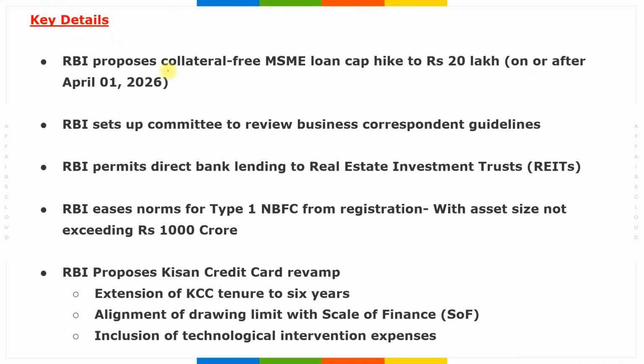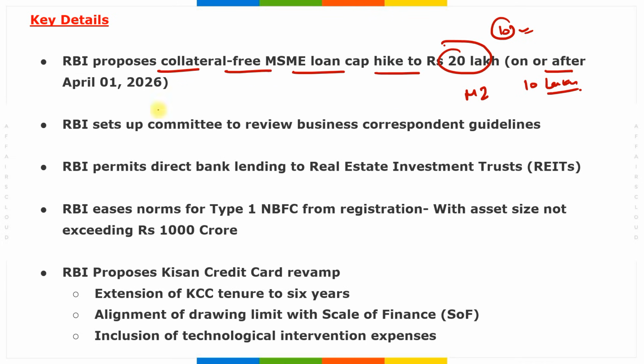Next is RBI proposes collateral-free MSME loan cap hike to rupees 20 lakh. This is again a very important statement. And the RBI has enhanced the limit of collateral-free loan to micro and small enterprises from 10 lakh to rupees 20 lakh. Earlier it was 10 lakh, now it is 20 lakh. And this provision shall be applicable to all loans to MSME borrowers sanctioned or renewed on or after 1st of April 2026. So, the applicability will be after 1st of April 2026.